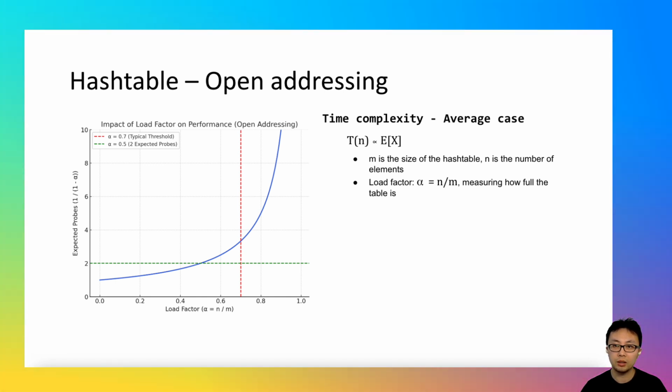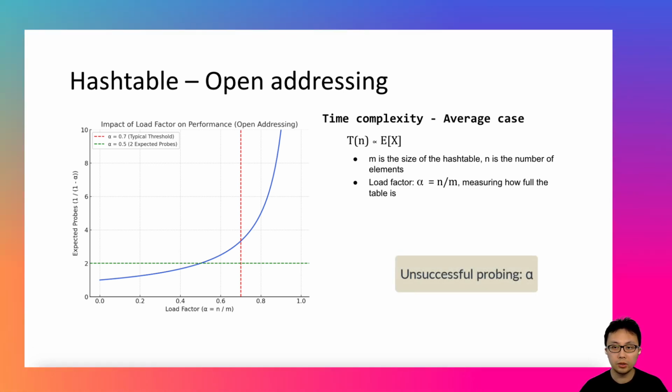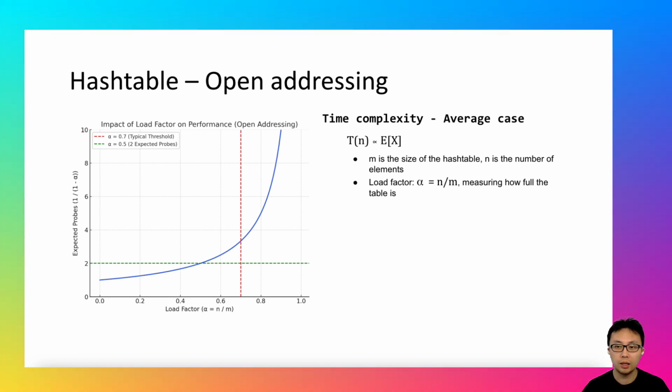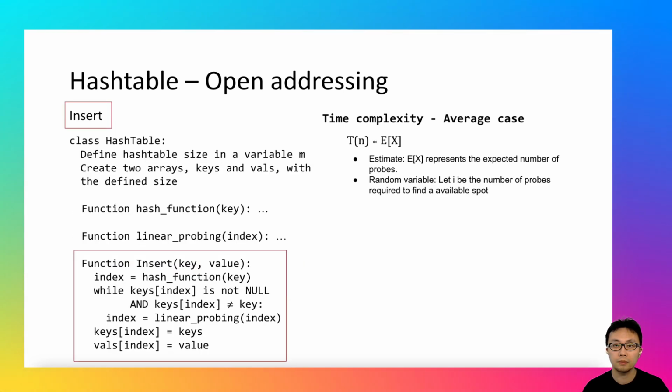By saying probing, I mean when you get your index via either the hash function or the probing function, and then check if that index is available for inserting data or not. The probability of an unsuccessful probing is the same as the load factor, alpha. The probability of a successful probing is 1 minus alpha. That's all about the assumptions. Let's get to the random variable and its corresponding probability.